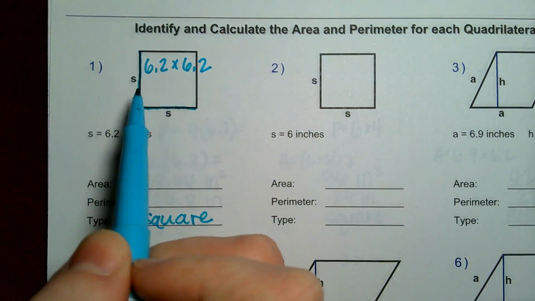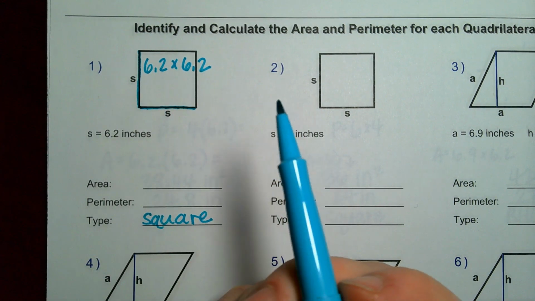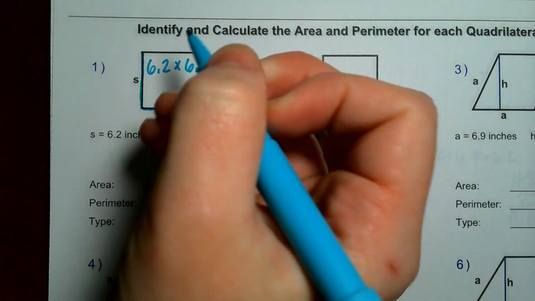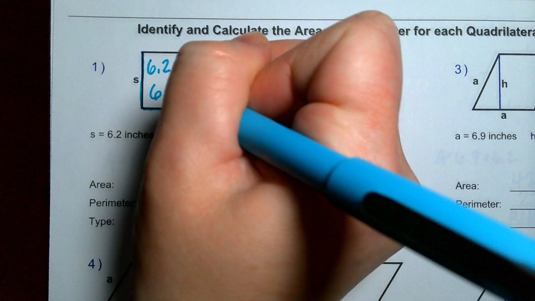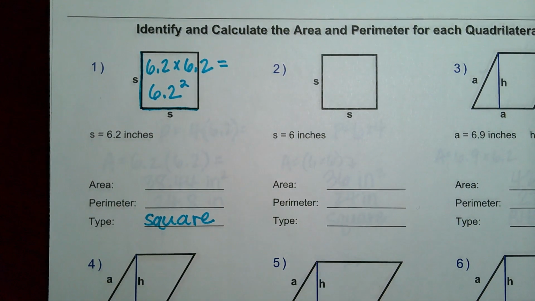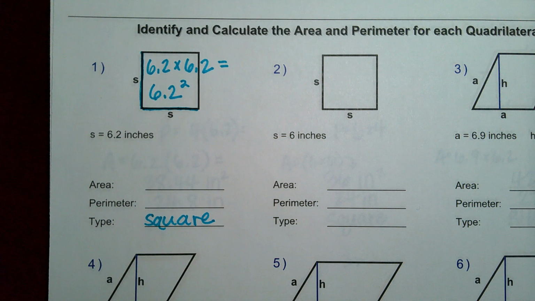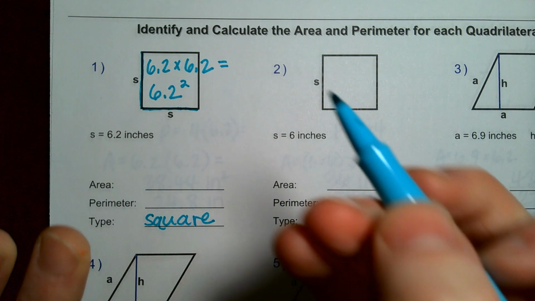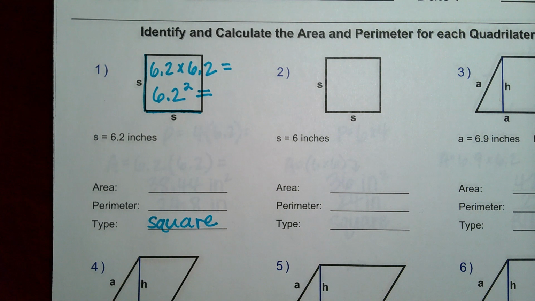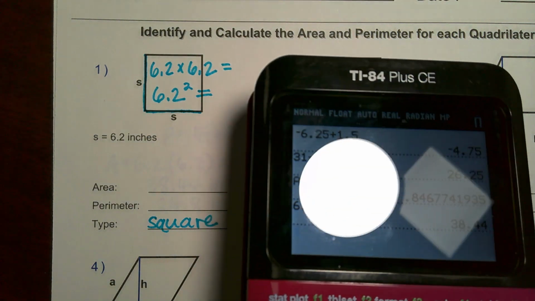And if you want to write this a little simpler, when you multiply a number by itself, it could also be written as 6.2 squared. Kind of cool because it's a square. So, what is the answer for my area here? 38.44. Let's see, 6.2 times 6.2. That's what I got, 38.44.